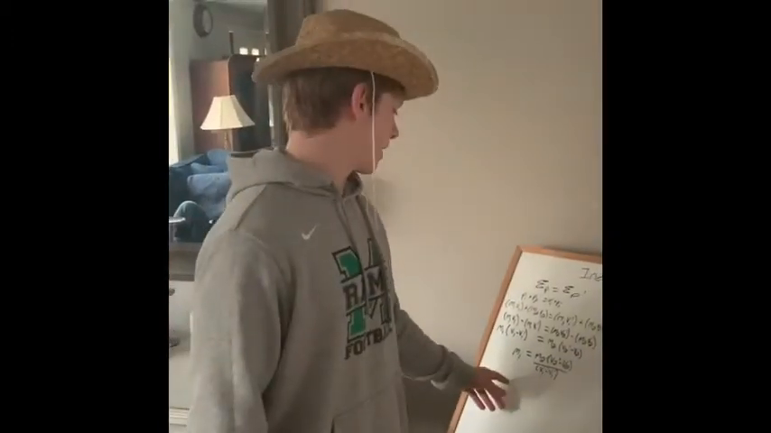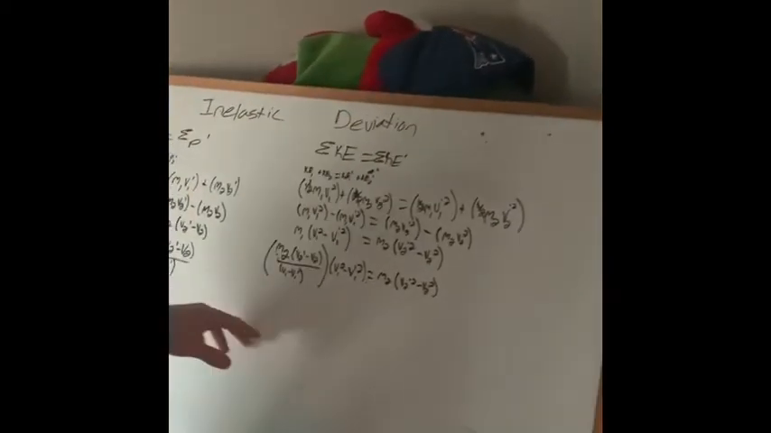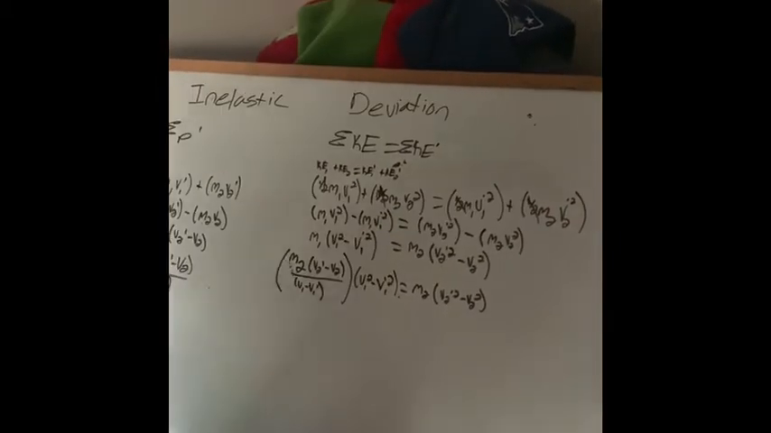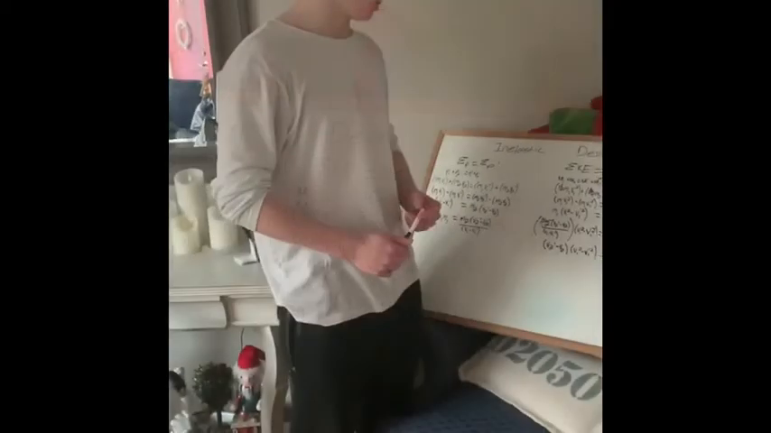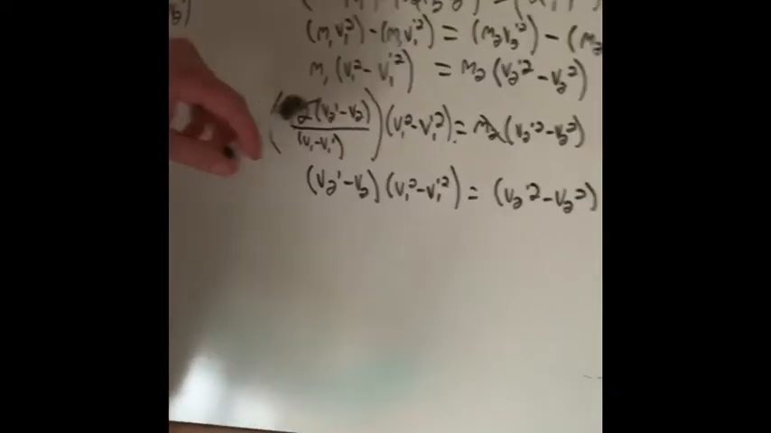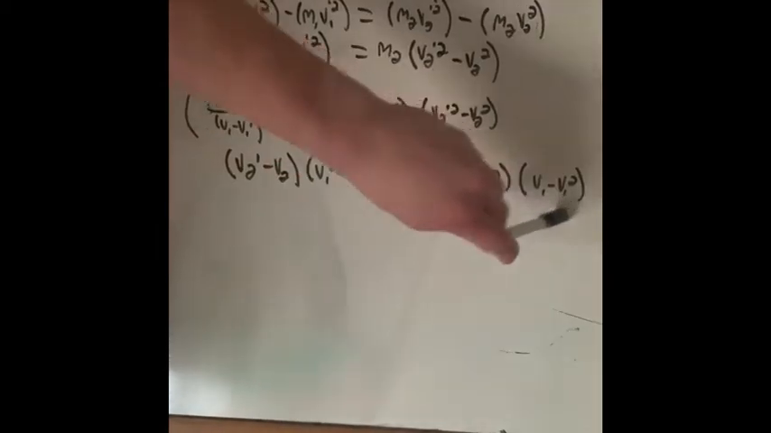Now that we have the value for m1, we can input this equation into this equation by substituting it for m1. As now the m2 is put into this side, we can cross out the m2 on both sides as they cancel out. By multiplying v1 minus v1 prime to both sides, it then grants you this new equation.